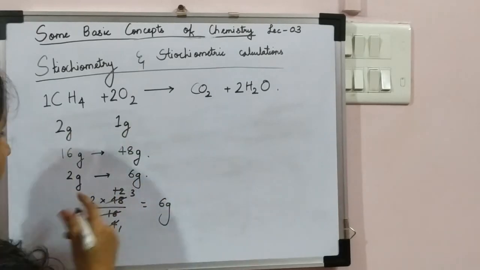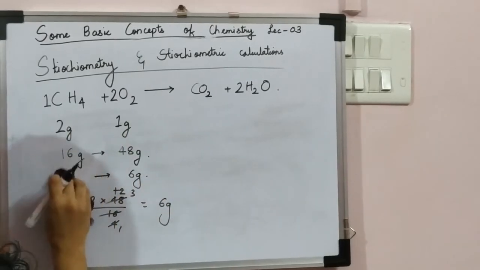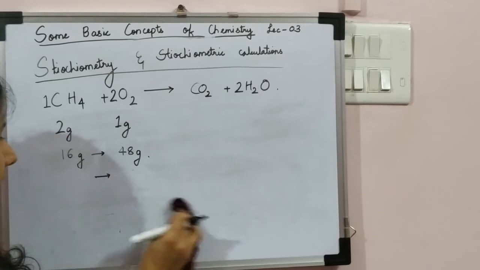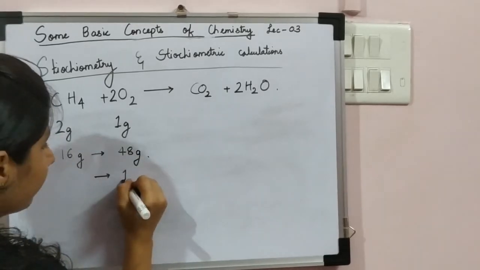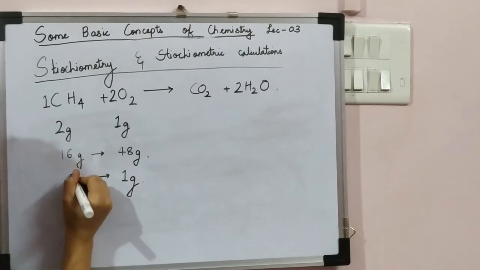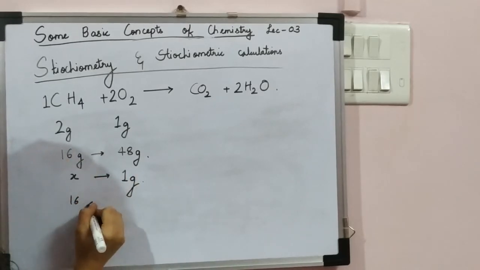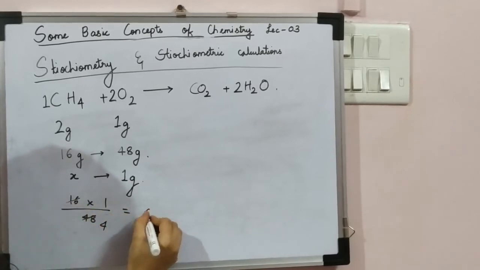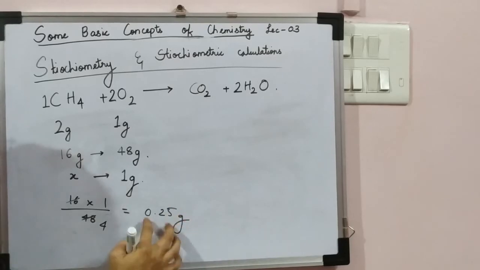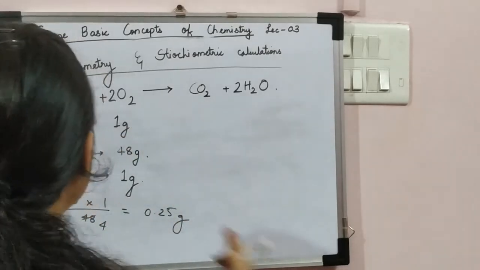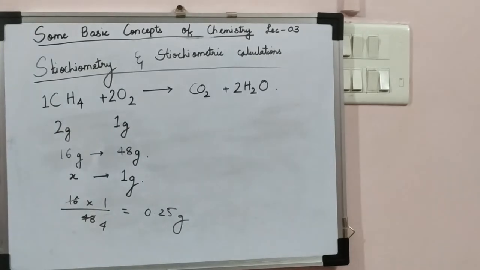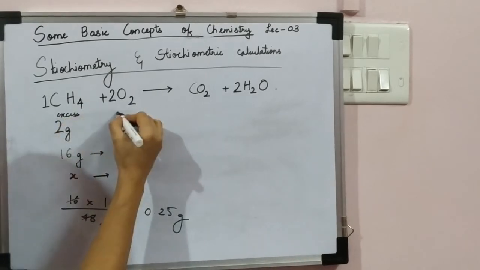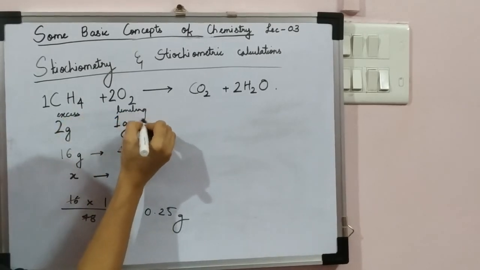I can do it the other way also. Now I had substituted 2 grams and then I got 6 grams. The other way I can do it is to substitute the other reagent. Suppose I have 1 gram of oxygen, how much methane would be needed? 16 into 1 divided by 48. So this comes out to be 1 upon 4, which is 0.25 grams. So actually 0.25 will react with 1 gram. But how much is present? 2 grams is present. So what becomes in such a case? This becomes an excess reagent and this becomes a limiting reagent. Right?